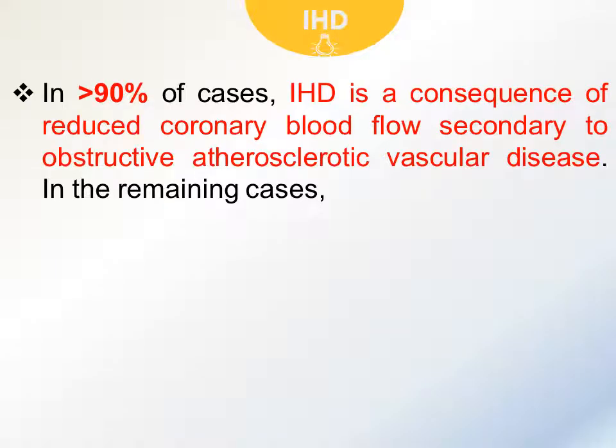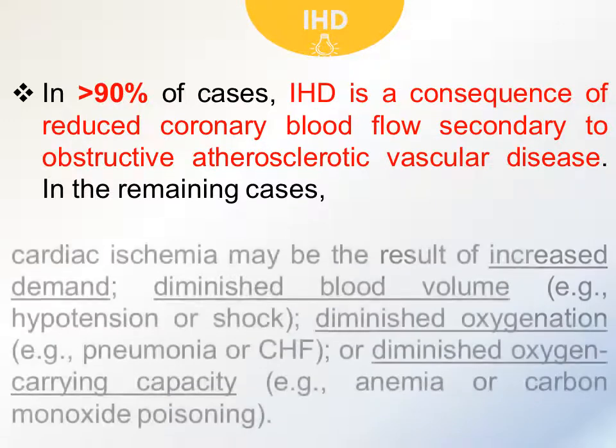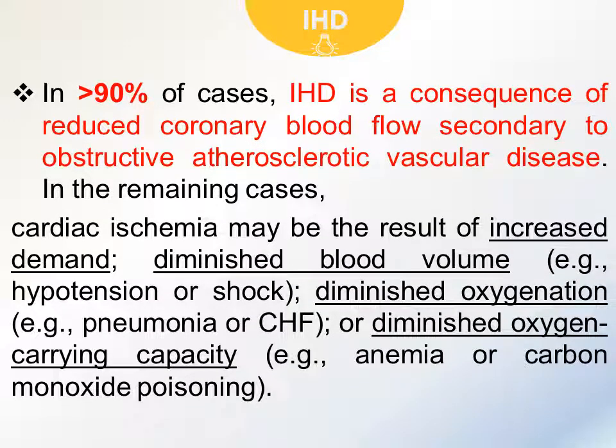In greater than 90% of cases, ischemic heart disease is a consequence of reduced coronary blood flow secondary to obstructive atherosclerotic vascular disease. In the remaining cases, ischemia may be the result of increased demand, diminished blood volume, for example hypotension or shock, diminished oxygenation, for example pneumonia or congestive heart failure, or diminished oxygen carrying capacity, for example anemia or carbon monoxide poisoning.